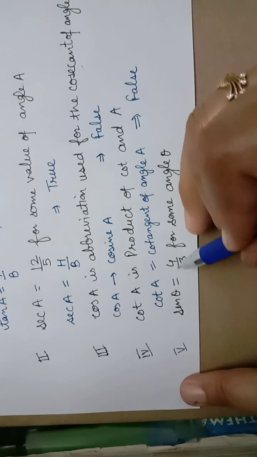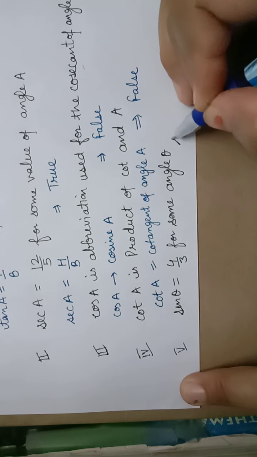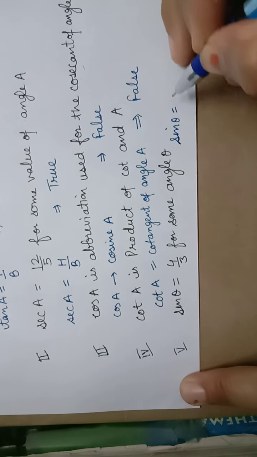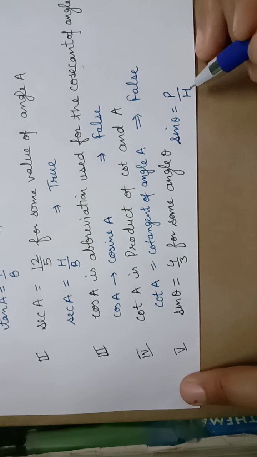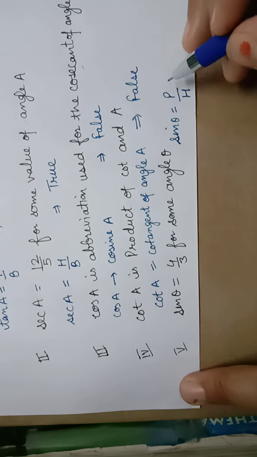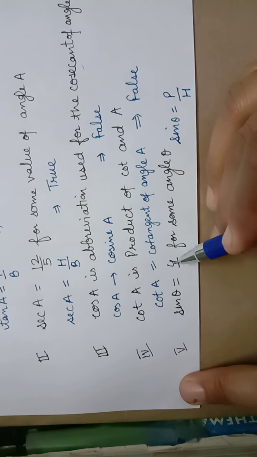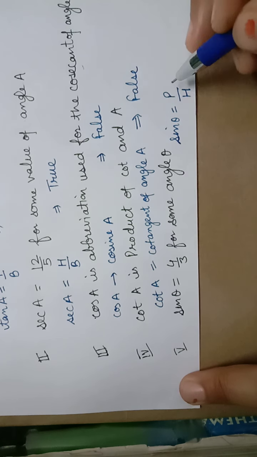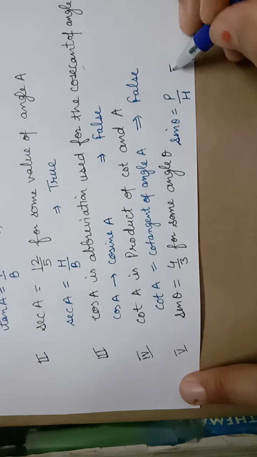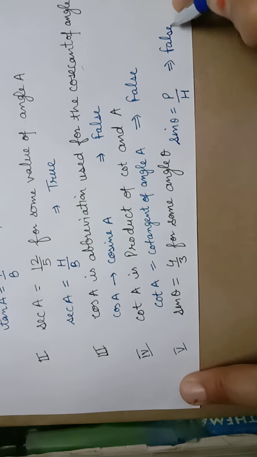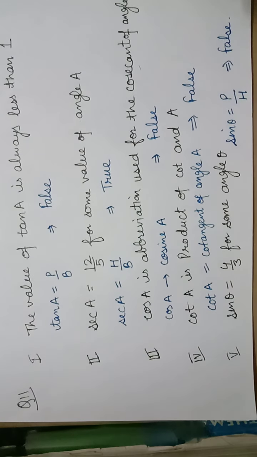Fifth part is sin theta is 4 by 3 for some angle theta. Sine of angle is P over H, but hypotenuse is always the greater side than perpendicular and base. So the denominator should be larger, but here 4 is larger than 3, meaning perpendicular is larger than hypotenuse. It is not possible in any triangle. So this is false, and hence you can give the reasons and you can do this question like this.